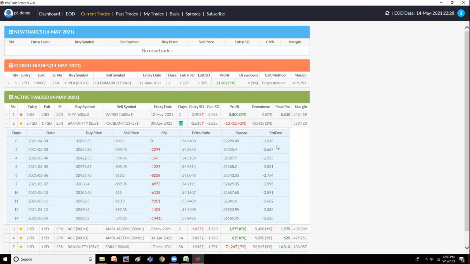So we can know, okay, we have entered at 2.61, that means below 2.7. That's why this is a 2.7 entry. It came below 2.55 once. Now it is at 2.62, which is almost at entry level, but still you are making a loss because the mean moved towards the price ratio. So even though the standard deviation is the same, the price ratio is different here. See, at 54.54, it was 2.61. Now it is at 53.84, which has fallen 0.7 basis points. So still it is at the same standard deviation.